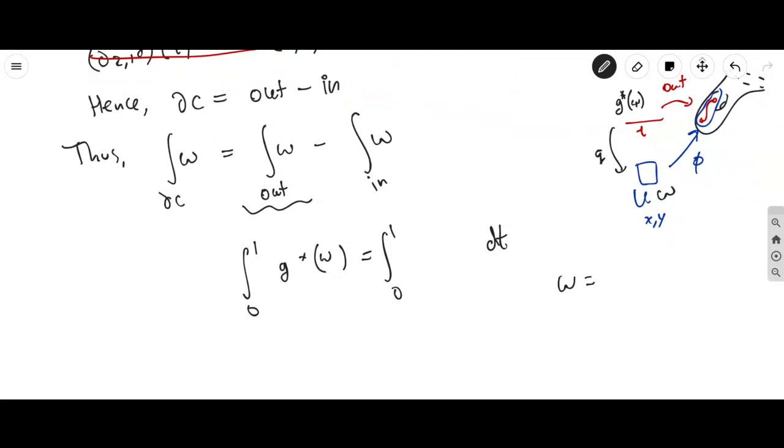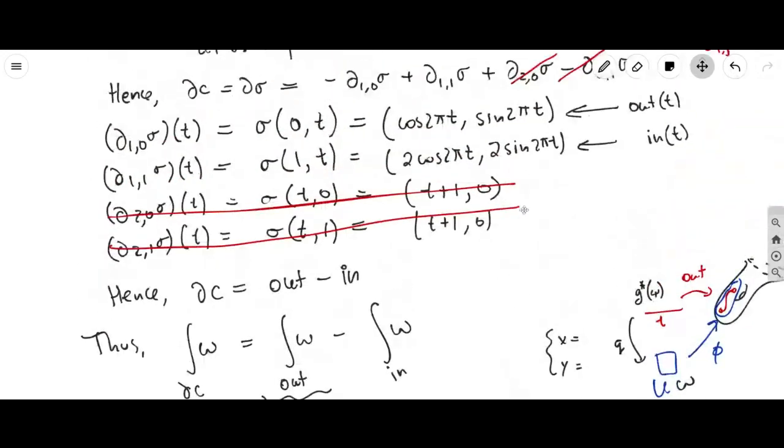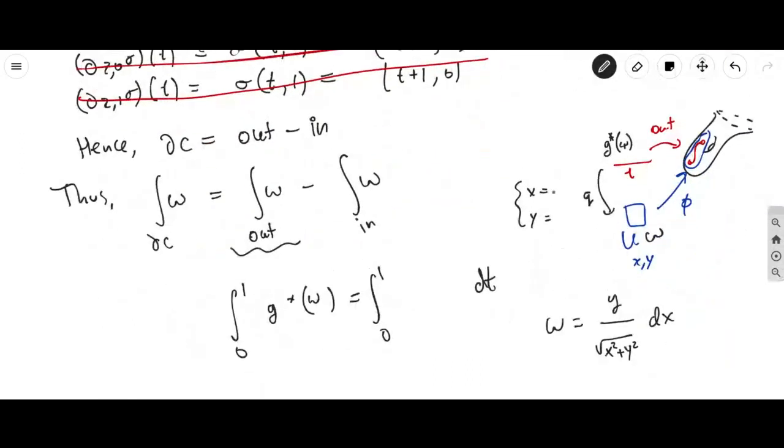So what form was that? Let me just go back. So that was y over the square root of x squared plus y squared dx. So that was the form that we were using. And what we're doing here is we're substituting. So this is x and y. So x becomes cosine 2 pi t, and y is sine 2 pi t. So x squared plus y squared, that would be 1. That would go away.